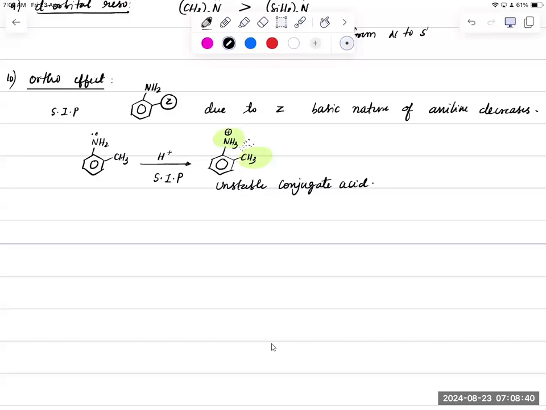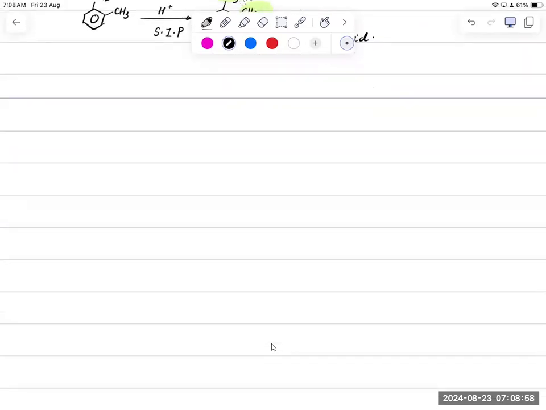Got it? Which means if there is any bulkier group on the ortho position, we will definitely have a less stable conjugate acid. Therefore, the amines will be very much less basic in nature. Now let us see case by case. Suppose you have NH2 with CH3 at ortho, meta, and para position. What is the effect you will see? At para position, you will have hyperconjugation and inductive effect also. That's why para is better than meta. But hydrogen is better than ortho. Why? Because of the ortho effect, and that ortho effect is because of steric inhibition of protonation.